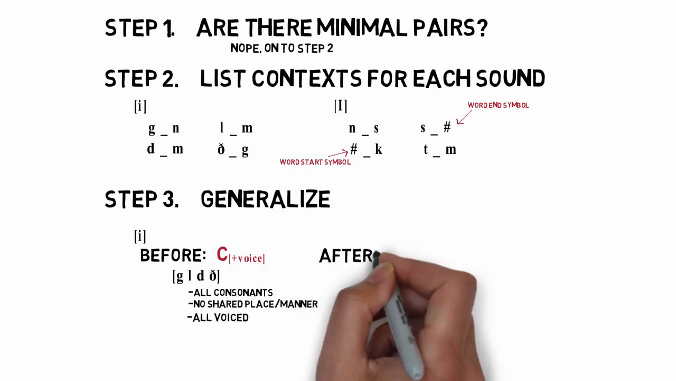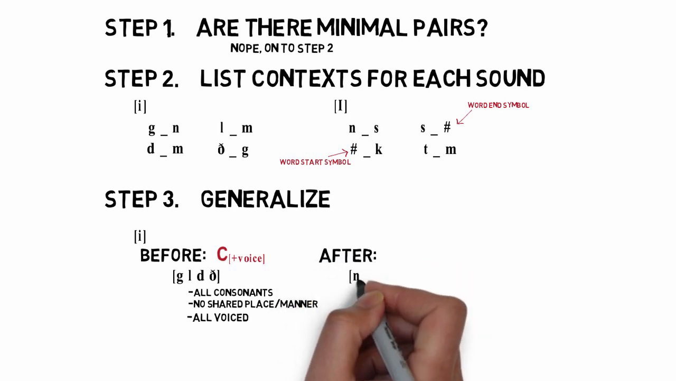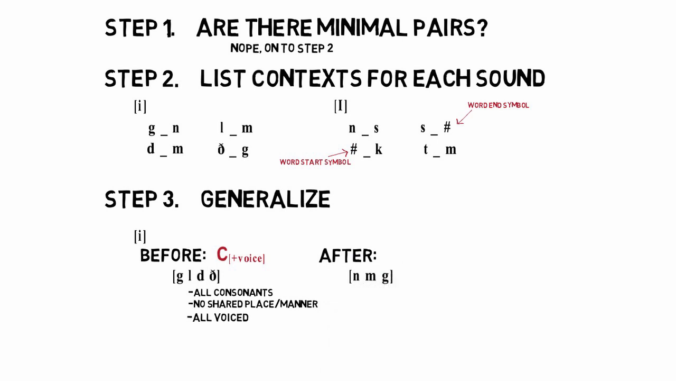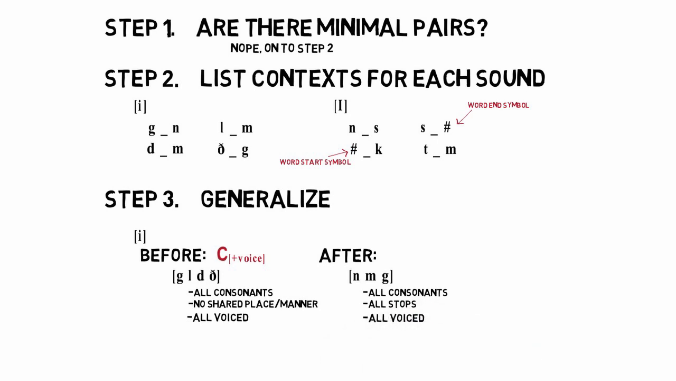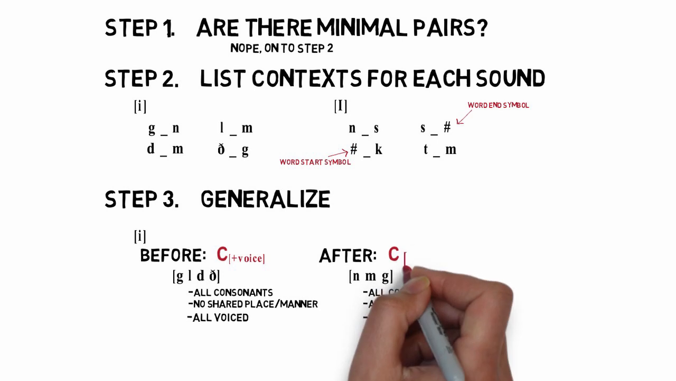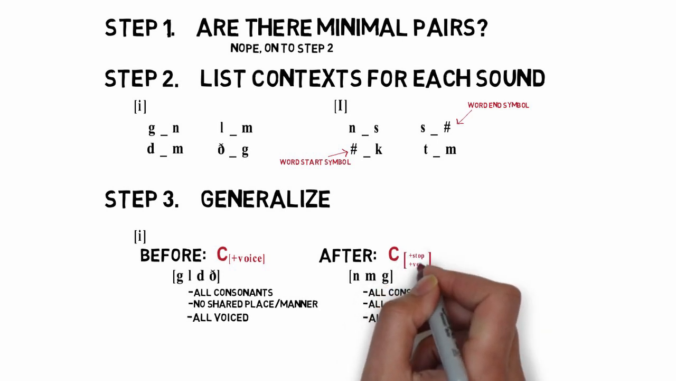Okay, let's look at the sounds after E. We've got n and g. Well, they're all consonants. They don't really share a place, but they are all voiced stops, although some are nasal and some are oral. But they are all stops. So let's just mark these as consonant, plus stop, plus voice.